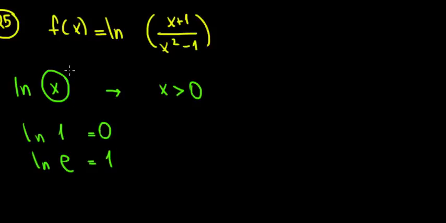Now, anything inside is an expression. It could be (x plus 1) divided by (x squared minus 1). It doesn't necessarily have to be just a variable. It could be anything. And in our case, we have a division: x plus 1 divided by x squared minus 1. This has to be greater than 0.